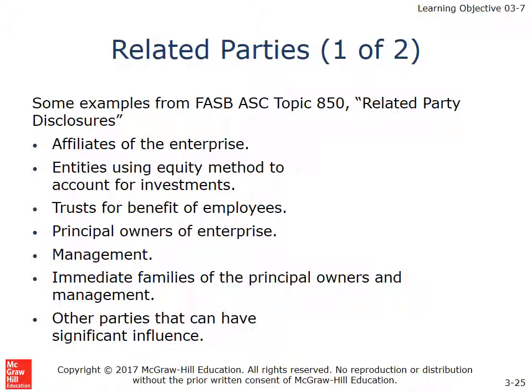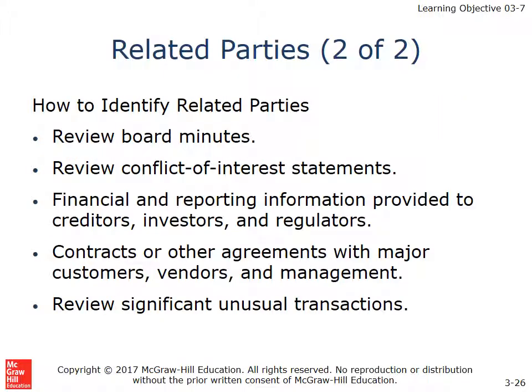Trust for the benefit of employees. So the trust is considered a related party. The owners are considered related parties, so are management. Immediate families of the owners and management are considered related parties, or any other party that has significant influence on the company. And there's how we identify them. We went through that list. Again, it is in your book. I think it was like on page 80 or 81.